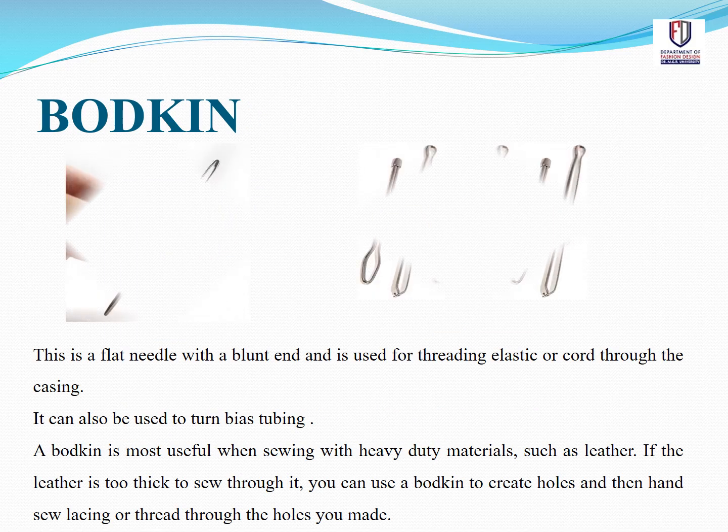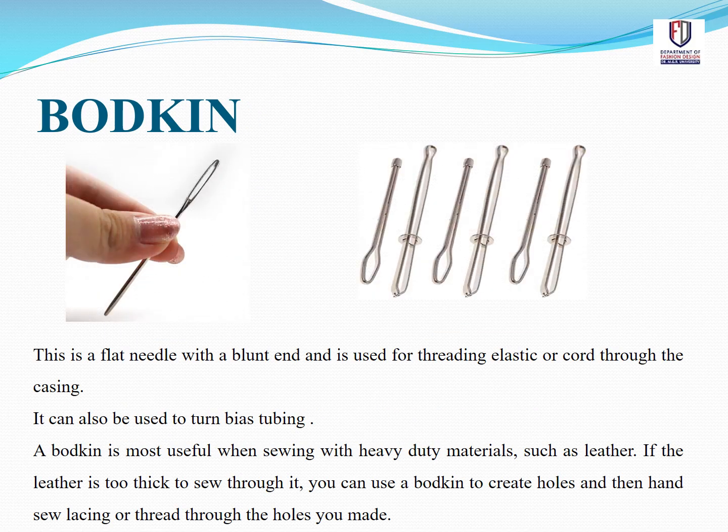The last and final, bodkin. This is a flat needle with a blunt end and is used for threading elastics or cord through the casing. It can also be used to turn bias tubing.